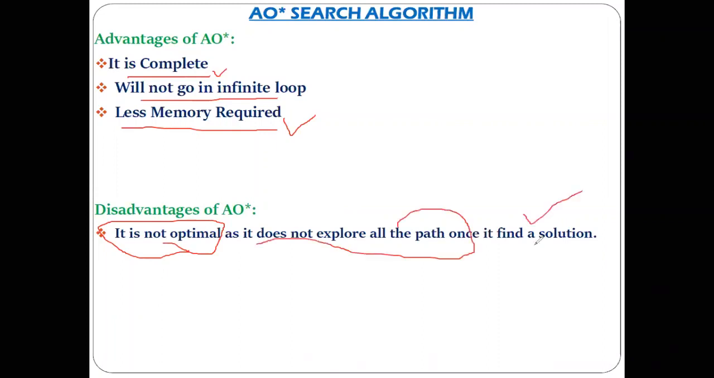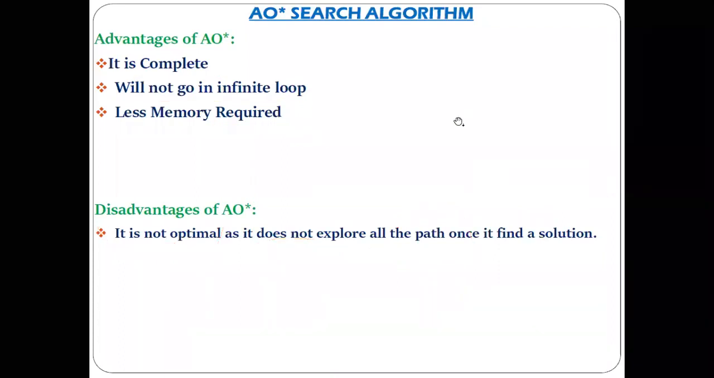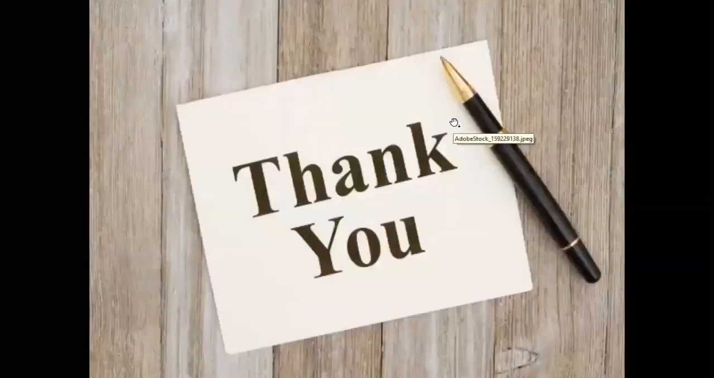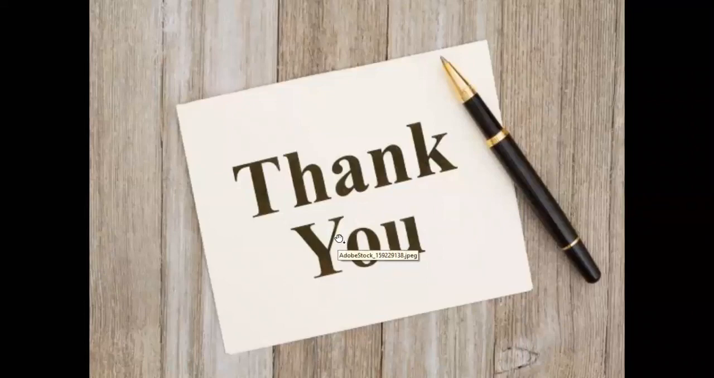I hope all of you now have a clear idea. That is the AO star search algorithm as compared with the A star search algorithm. Depending on the situation, A star and AO star can be utilized. When you have to choose one solution out of many given solutions, you can see how AO star search works as compared with the A star algorithm.